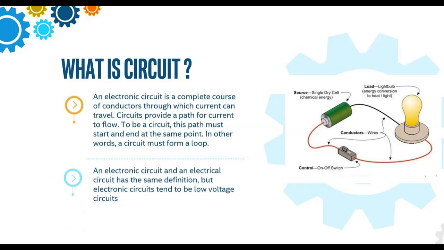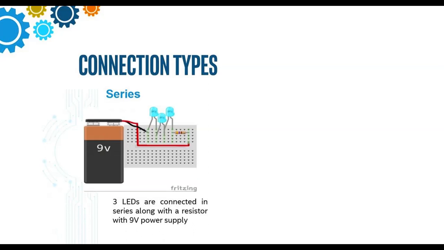As per the category, electronic circuit and electrical circuit, the same definition is applicable to both, but the electronic circuit tends to be low voltage. Electrical circuits work on 230 volts or more, but electronic circuits work on low voltage. So this is the simple definition of a circuit.